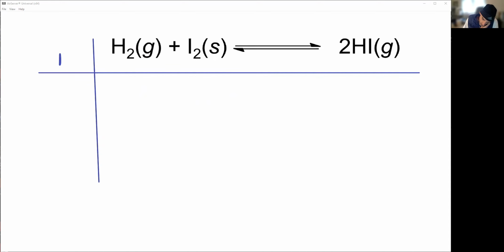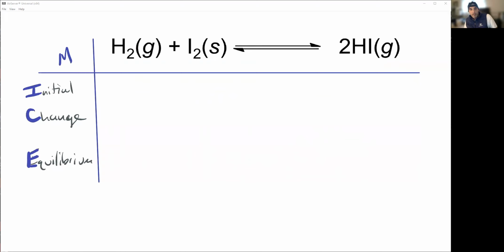All of the values in this are going to be in molarity. We're going to do the initial value, the change that's occurring, and ultimately we're going to end up with equilibrium as well. We're going to call this an ICE table: initial, change, equilibrium. It's just a shorthand for it. I'm usually just going to put ICE, but I wanted to show you where that came from.